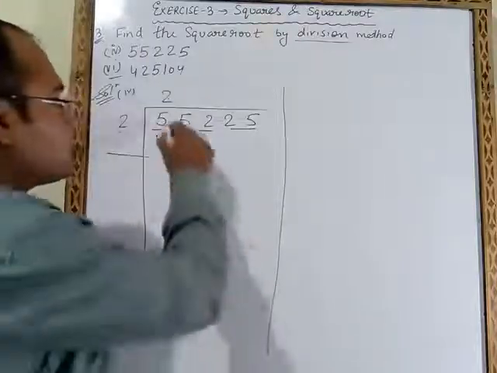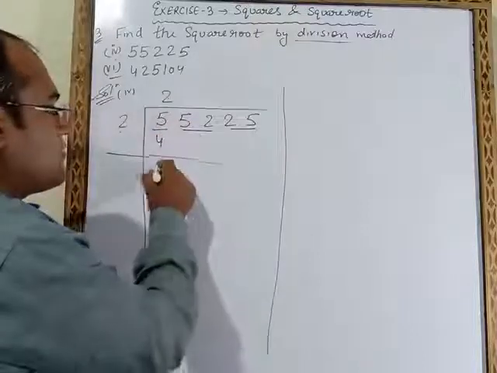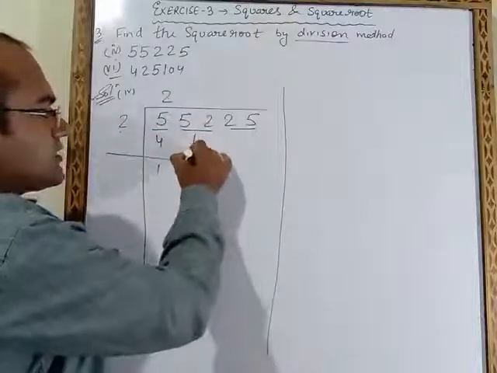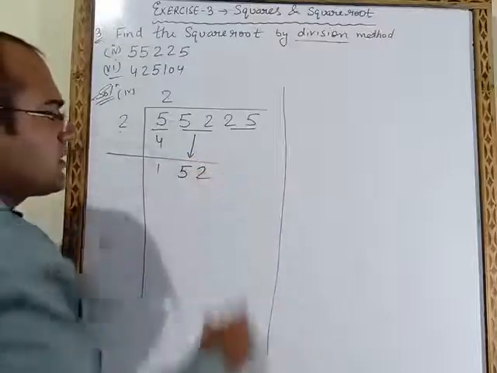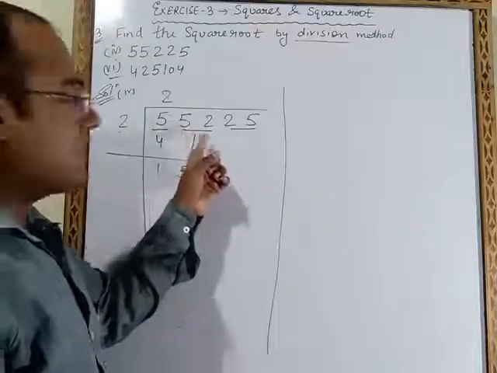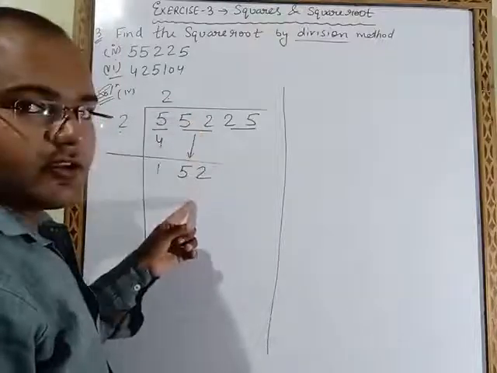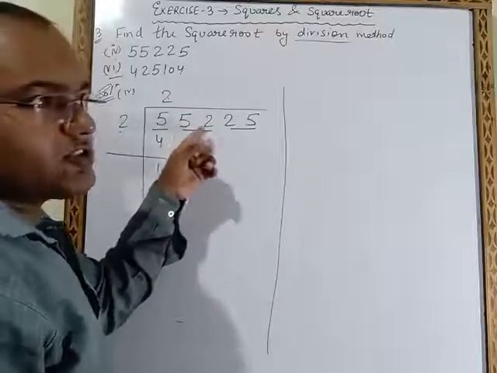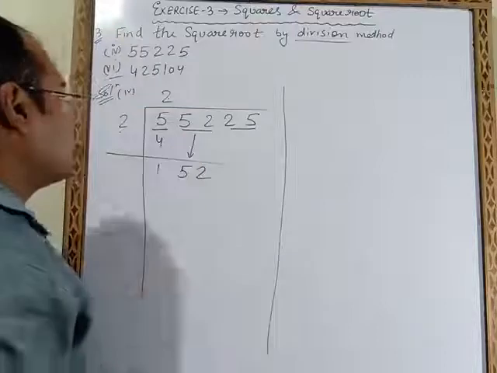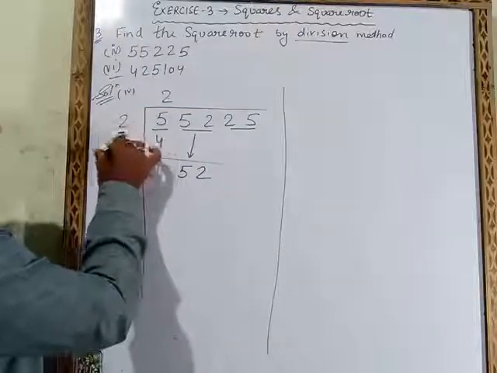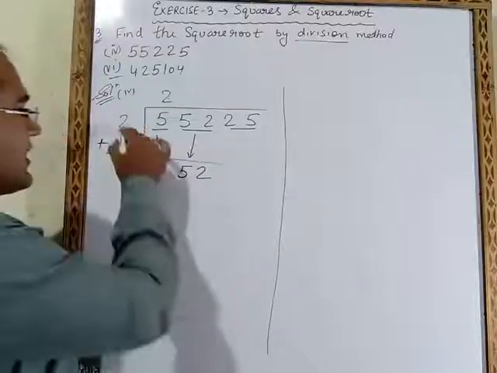Now what you have to do? You have to subtract these two numbers. 5 minus 4 will be 1. Now we will bring this 52 down. The underline is coming under both the numbers, so you have to take both the numbers downside. We will not take a single number. Both are underlined, so we have to take them together. 52. Now these two we have to add here also.